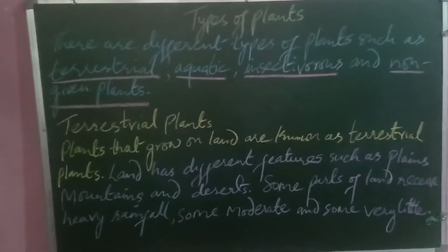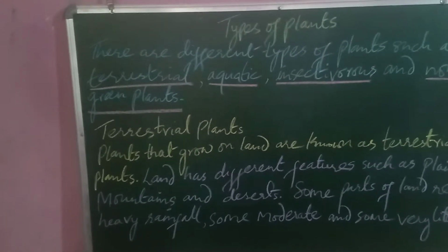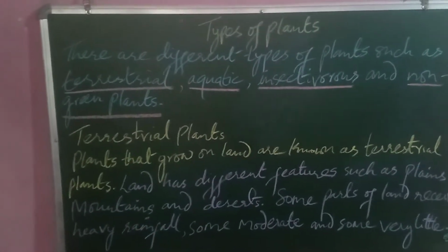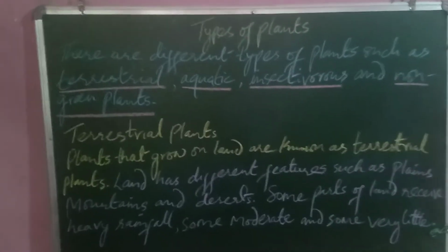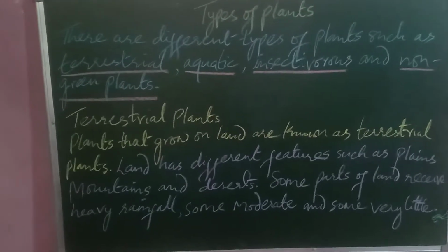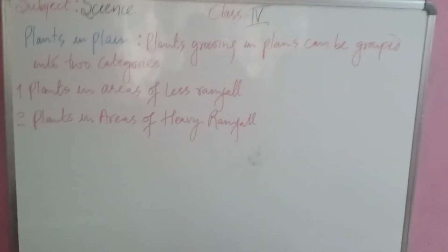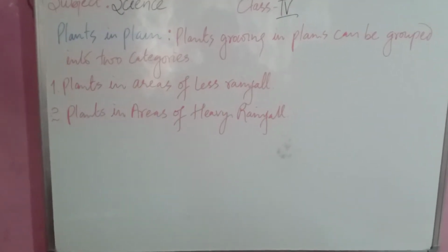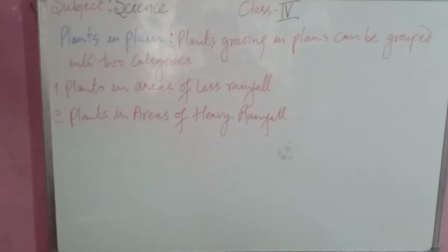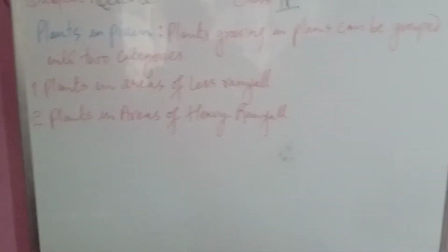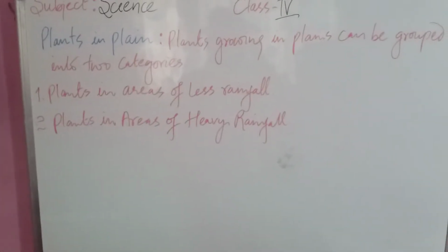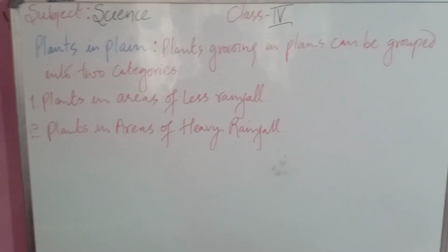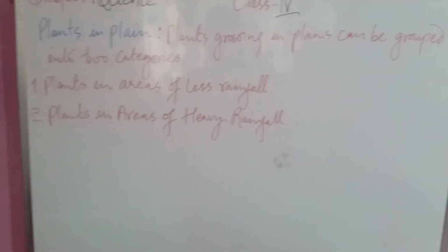If you see on the right hand side, there is a word help. The meaning of adapt is to adjust to a new living condition. Okay, so moving on. The first category we have for the terrestrial plant is plants in plain. Plants that grow in the plain areas are categorized into two: plants in areas of less rainfall and plants in areas of heavy rainfall.